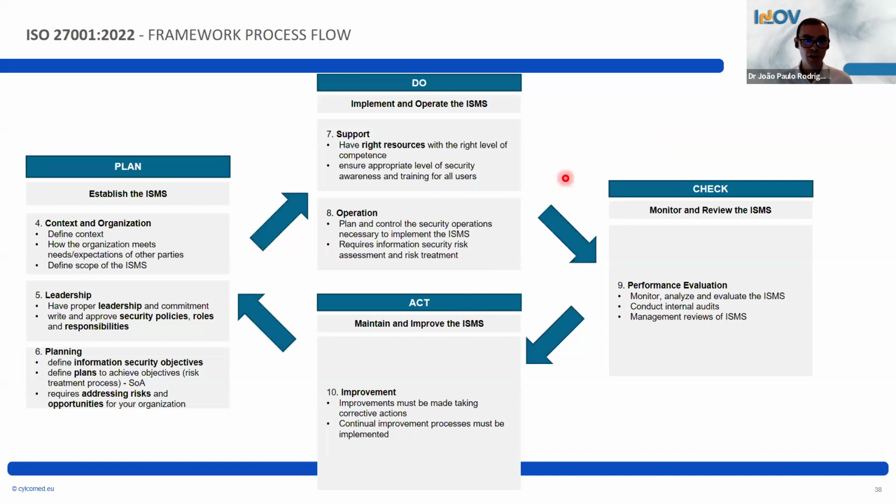In the act phase, we have to maintain and improve the ISMS. There is always room for improvement, and the threat landscape is always changing. So this is a very important part, because from the information from the check, the monitor and review phase, we need to see if the ISMS is still adequate, or if we need to make any improvements to processes, procedures, or if there are lacking skills, and so forth. Those are the clauses from ISO 27001, from 4 to 10.